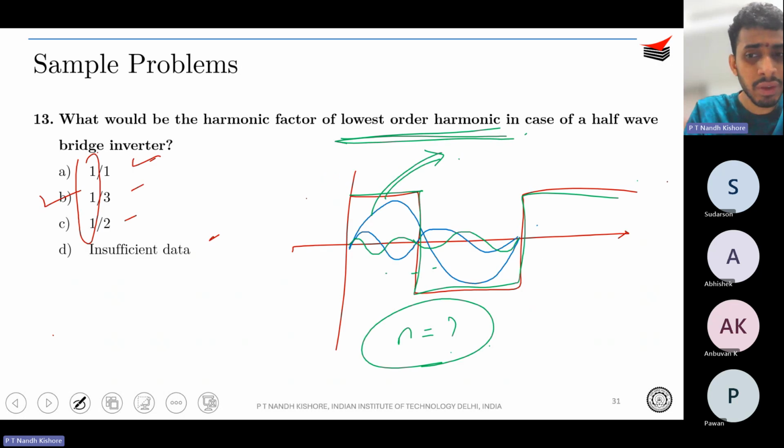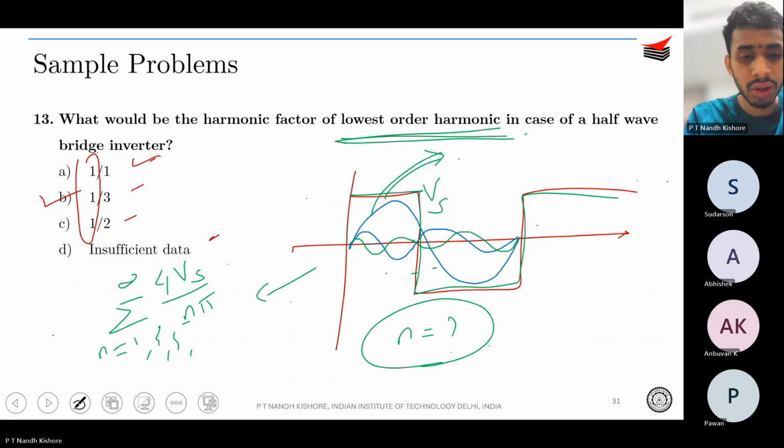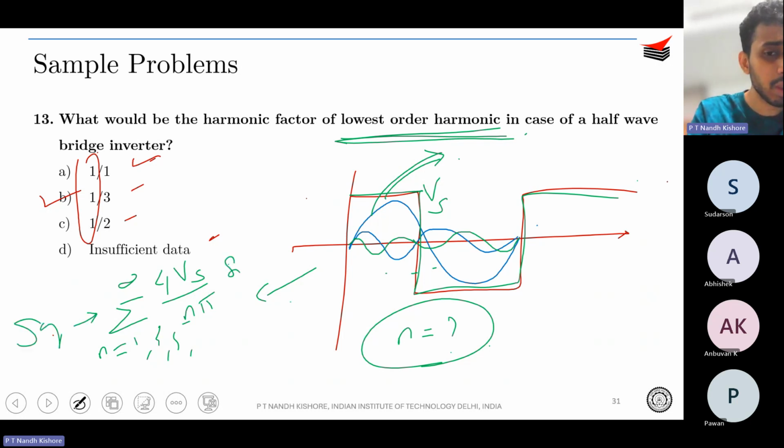Okay, for any square wave, the components are sigma n equal to 1, 3, 5 to infinity, or n is equal to odd to infinity, 4 Vs by n pi, right? Where this is Vs. Okay, this is the square wave. For a square wave, this is the formula, 4 Vs by n pi sin n omega t. So this is the amplitude. If you divide by root 2, you will get the RMS. 4 Vs by n pi by root 2 will be the RMS of that particular component.